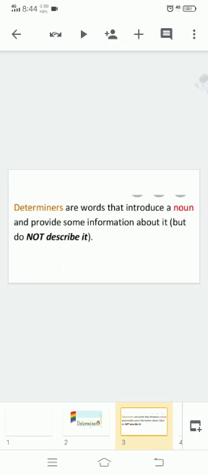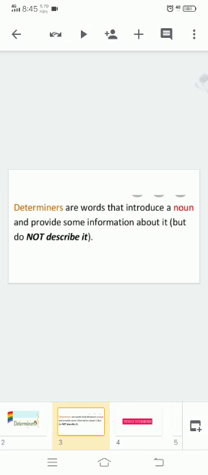Determiners are words that introduce a noun. They are used before a noun or noun phrase and provide some information about it, like determining whether it is specific or general. But they do not describe it. They only provide some information about it but do not describe it.